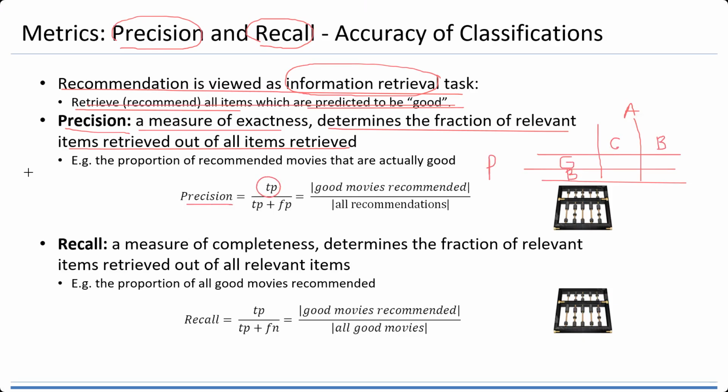I hope that you already know the TP, FP, TN, FN. TP means true positive. It means when we know the actual is good, the prediction is also good. So this is the true positive. TN is true negative. True negative means the actual is bad and the prediction is bad.